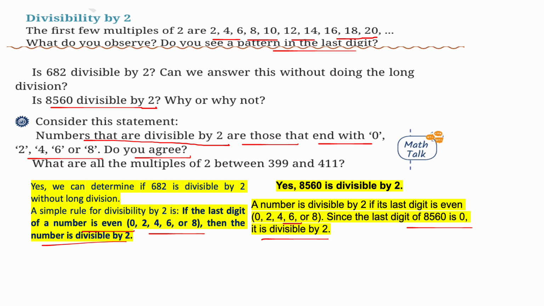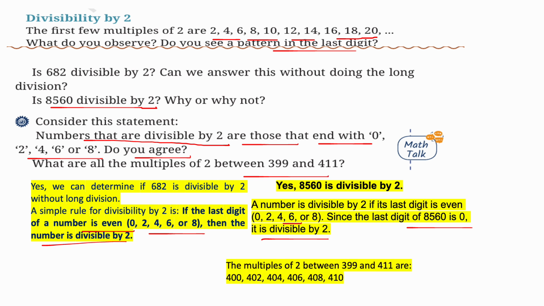What are all the multiples of 2 between 399 and 411? The multiples of 2 between 399 and 411 are 400, 402, 404, 406, 408, 410.